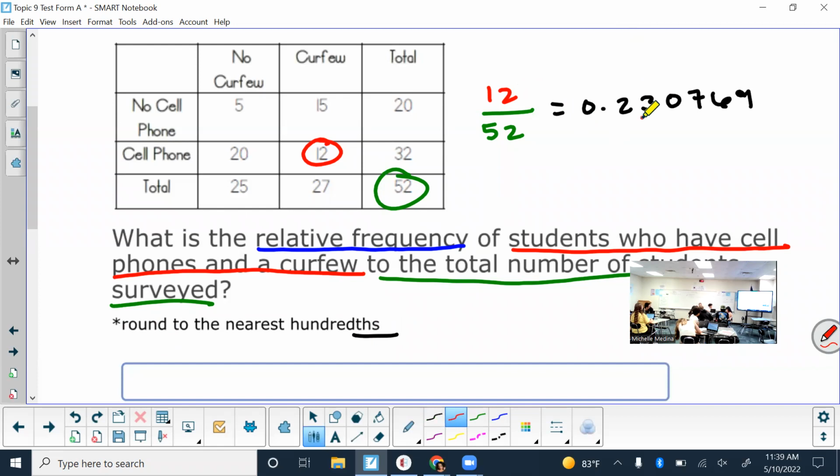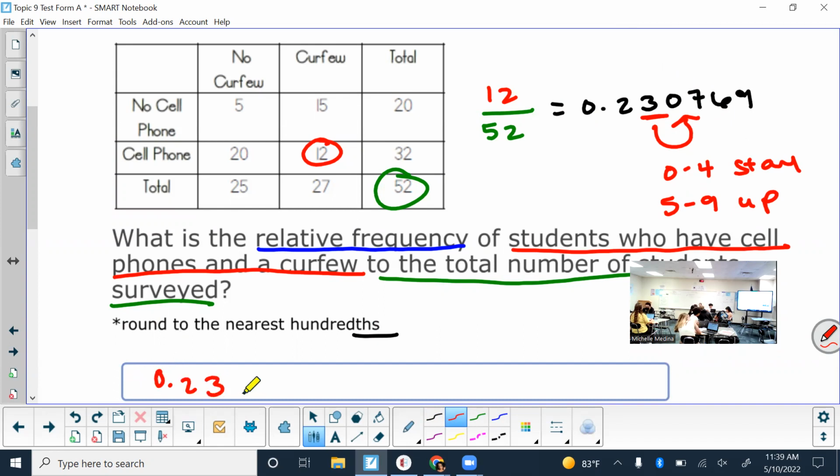Where the 3 is? Anytime that you're rounding, you always look at the number to the right of the number that you're rounding to. So if that number is 0 through 4, then the number that's underlined will stay the same. If it's 5 through 9, then you round up. So is my answer going to be 0.23 or 0.24?